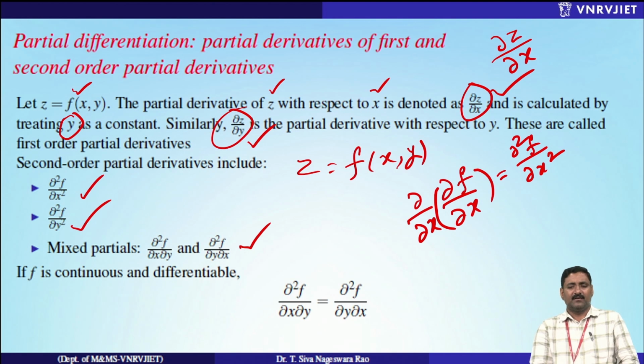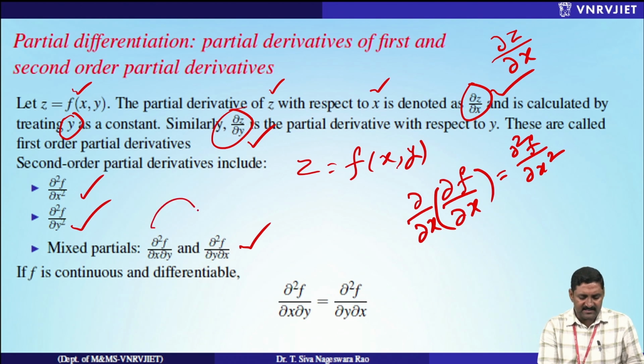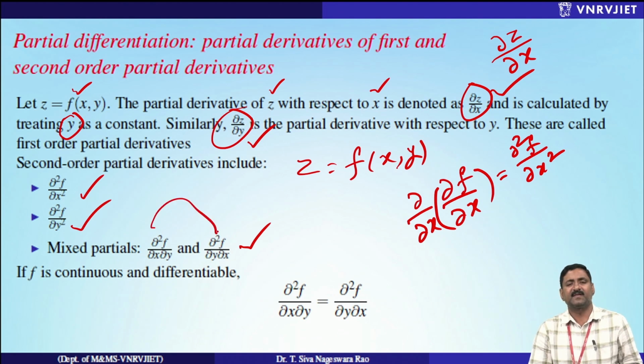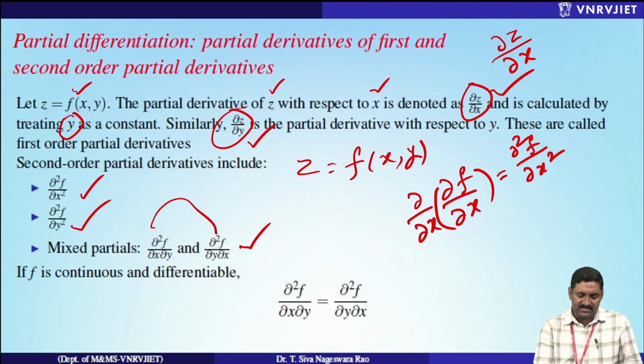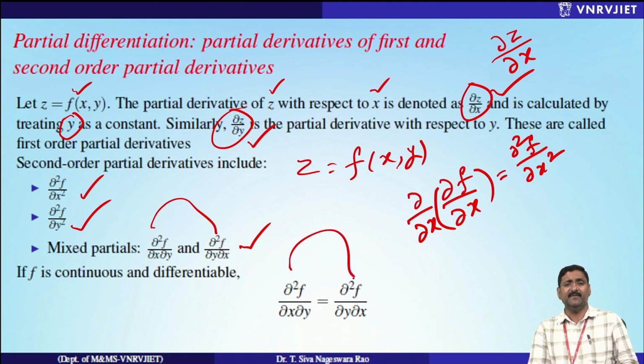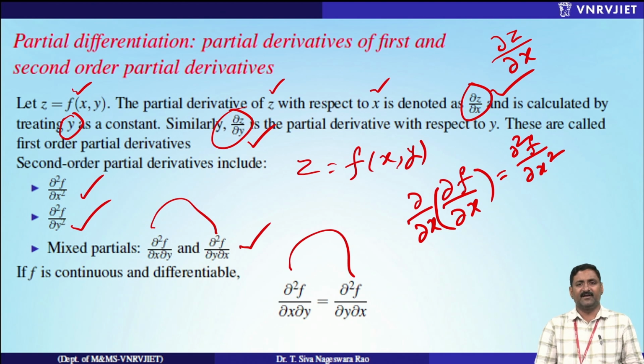Vice versa, in the reverse order, first I will apply the partial derivative with respect to y, next I will apply the partial derivative with respect to x. When do you say these two partial derivatives are the same? The condition is that the function f of x comma y is continuously differentiable. Then only these two partial derivatives are said to be equal. This is also called the symmetric property of partial differentiation. So this is about first order and second order partial derivatives.